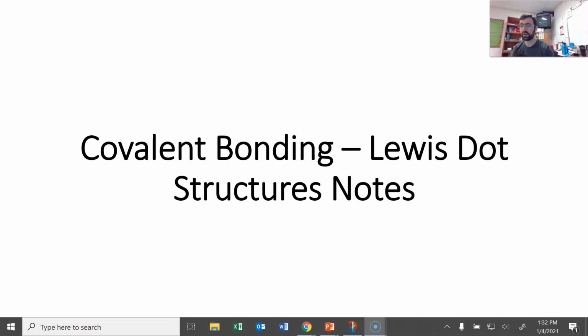This is an important skill for the rest of the class, or for the rest of this unit at least, because everything else after this in the unit pretty much depends on your knowledge of how Lewis structures work.